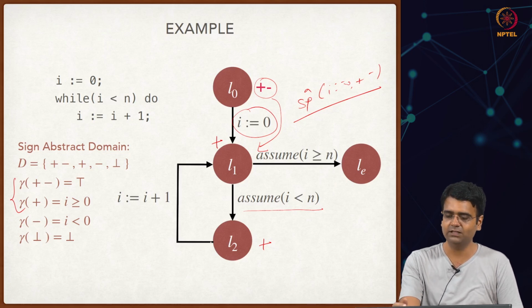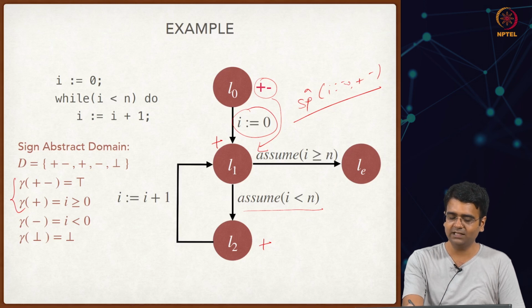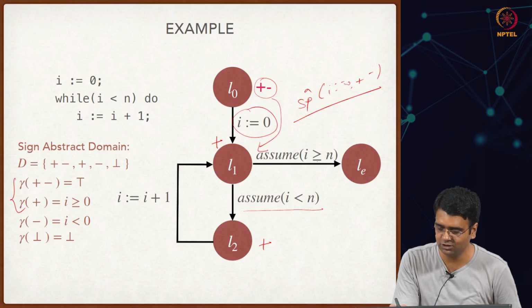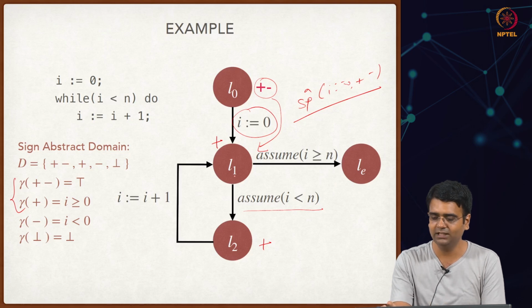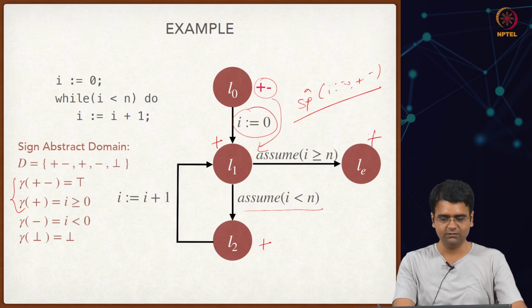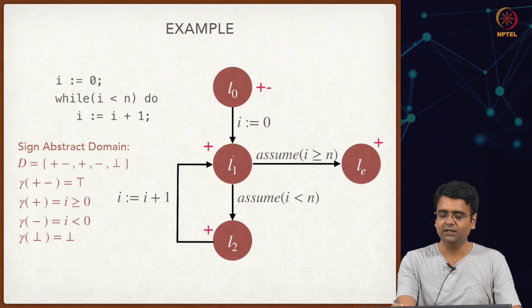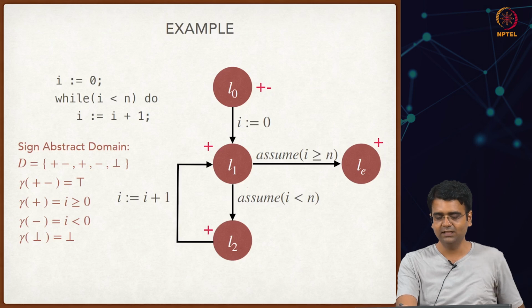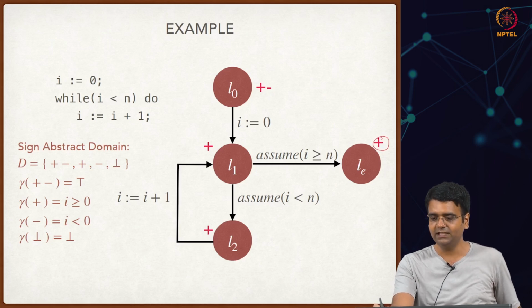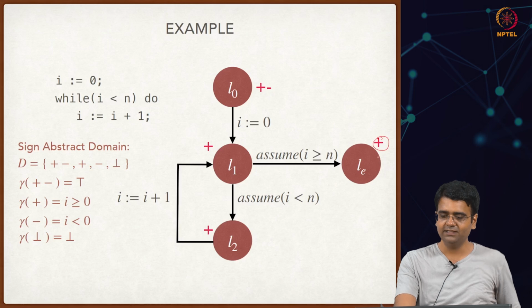Once you have plus, I again propagate this plus from L1 to LE. Since this is an assume statement, it will only filter out a subset of the program states from L1 to LE. Therefore, it will continue to remain plus at LE as well. So this is the abstract inductive assertion map for this program, which assigns plus to all of the program locations, L1, L2, and LE. This means that at the location LE, the value of the variable I is guaranteed to be greater than or equal to 0, which is exactly what we wanted to prove.